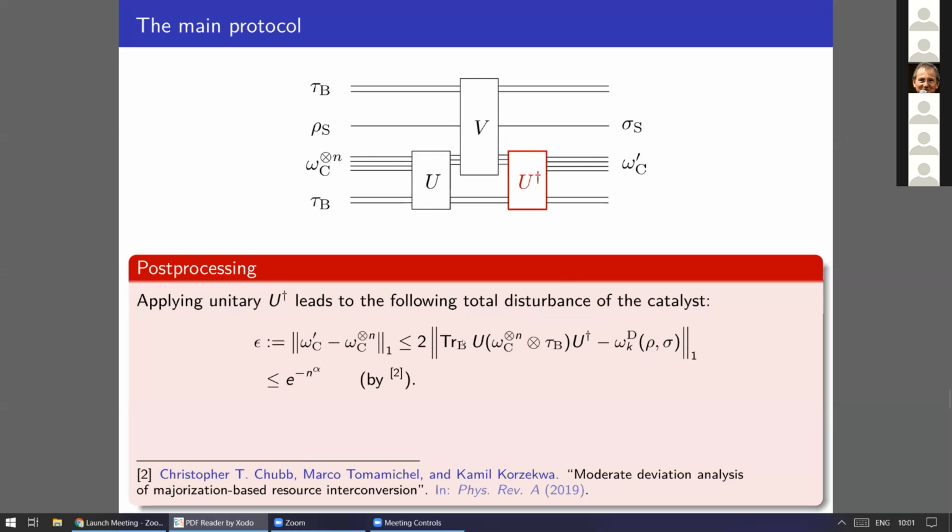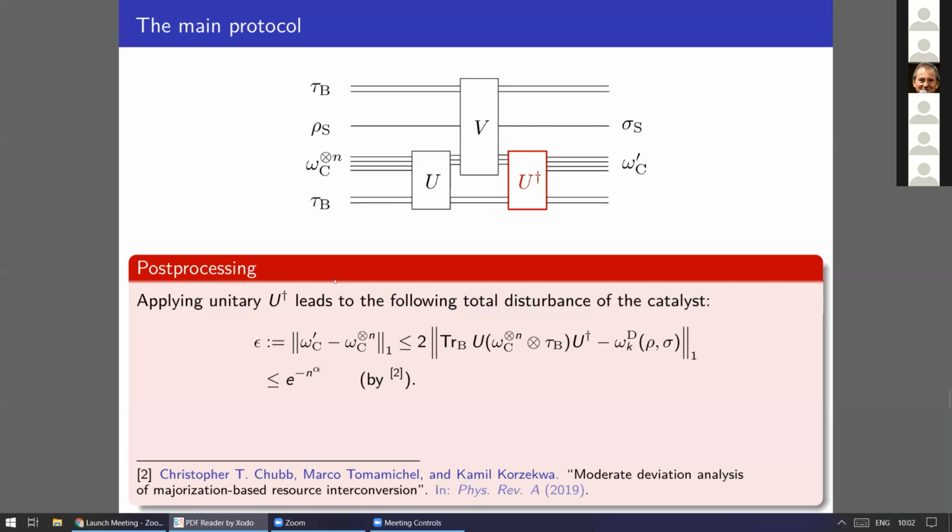And this, by the first result which I've shown you from this paper, can be further upper bounded by a sub-exponential term in the number of catalyst particles. And this very quickly approaches zero when the number of particles increases.